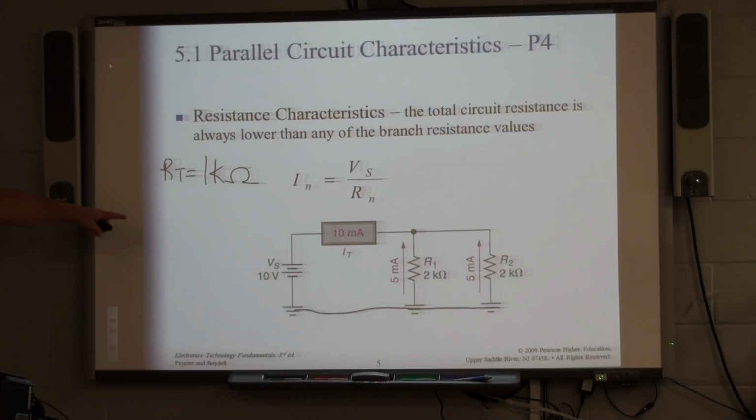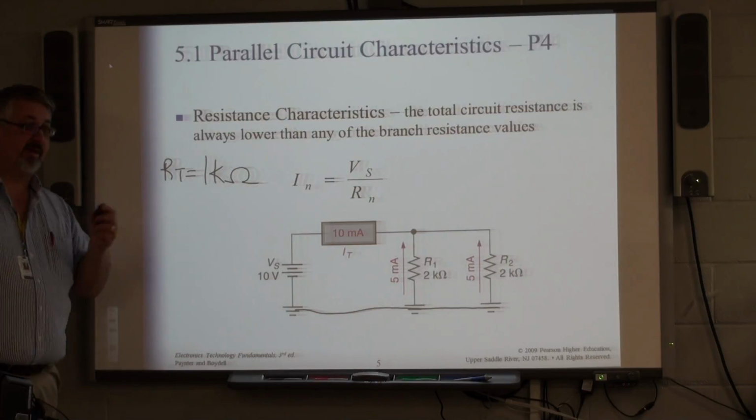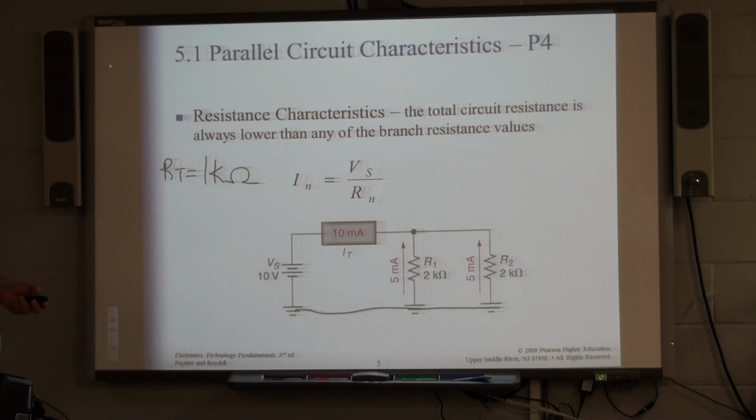But if they're equal, if I had 10 2Ks, I could literally divide 2K by 10. But if they were mixed values, we're going to see that change a little bit. 2K in parallel with 2K is 1K. And we'll get to that formula. Just stay tuned. But the important thing is to remember the current through this branch and the current through this branch equals total current.